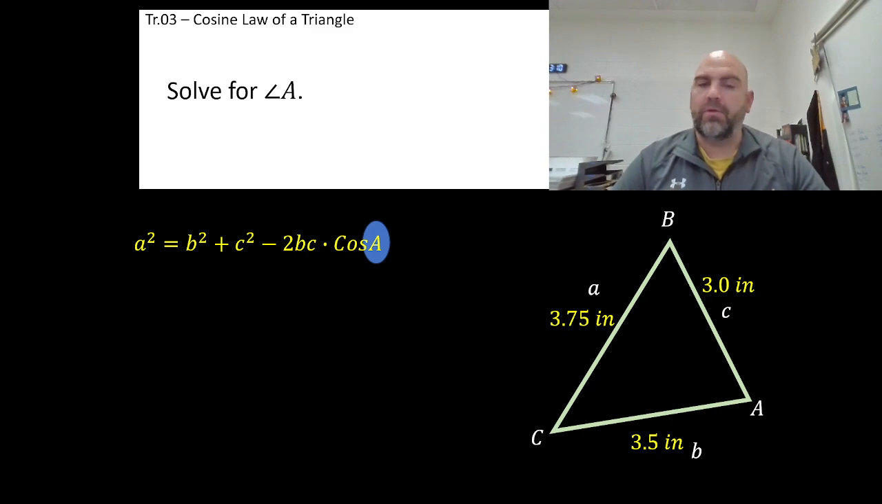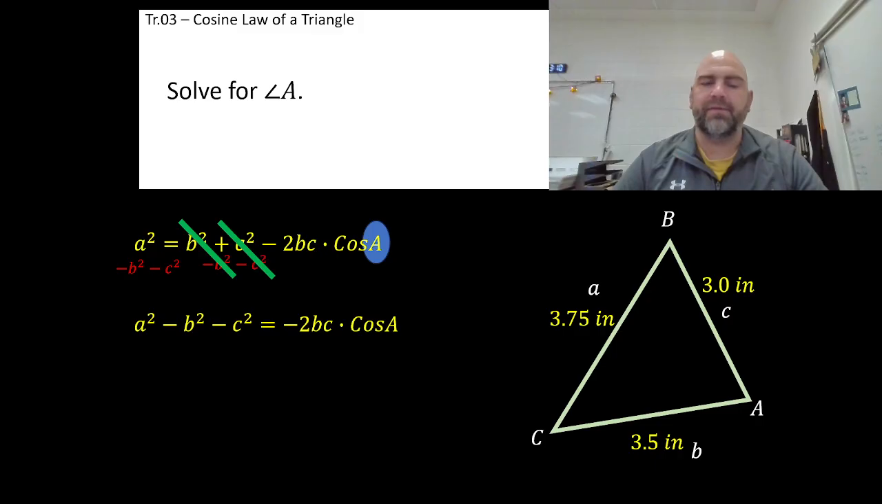Now, to get A all by itself, we are going to subtract B squared and C squared from both sides, because whatever we do to one side, we have to do to the other. And that's going to cancel out right there, and we're going to be left with A squared minus B squared minus C squared is equal to negative 2BC times cos of A. All right, that's step one.